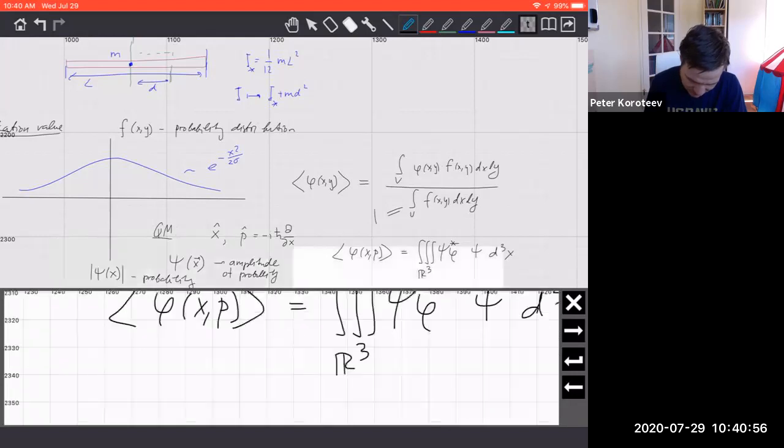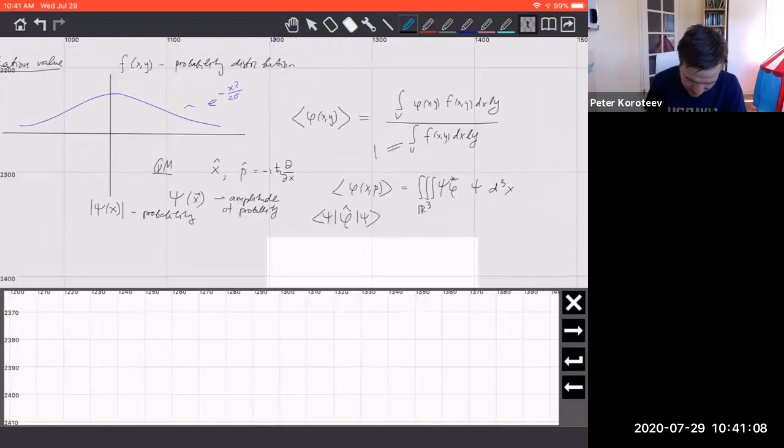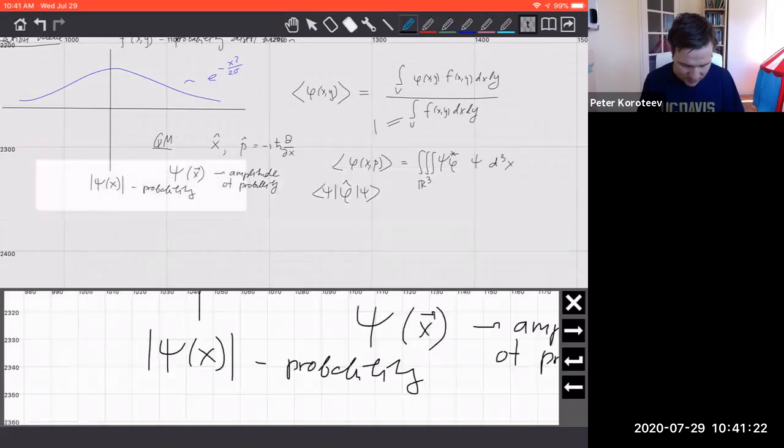Sometimes in quantum mechanics, we write the expectation value like this. There's this operator phi, and you write it in terms of this bra-ket notation. So that is the expectation value of operator phi over the state psi, meaning that we're calculating the expectation value given the probability distribution, the absolute value of psi of x squared.